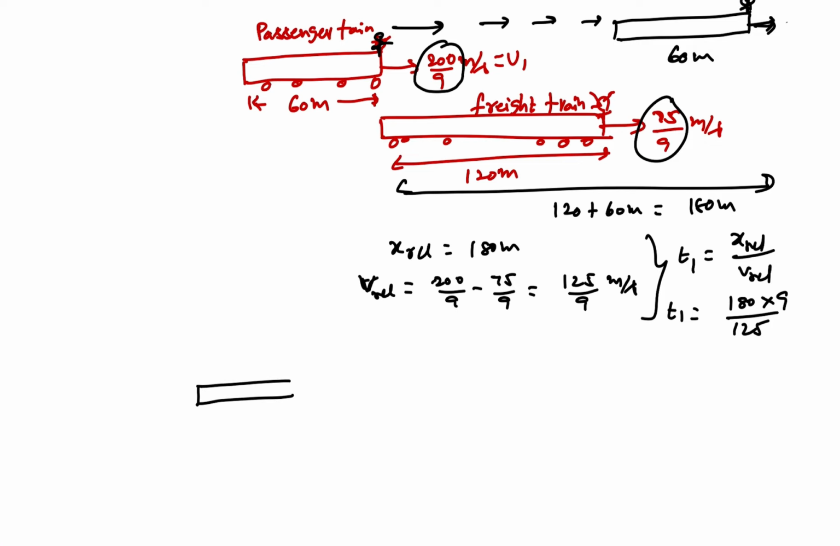Next case, they are both moving in opposite directions. Now you can write directly. This is 60 meters and one more freight train is there, which is 120 meters.